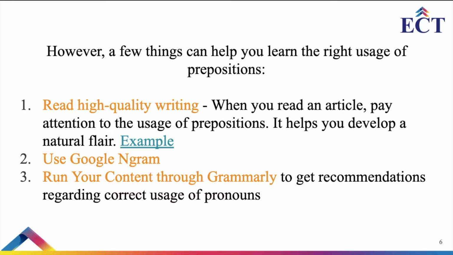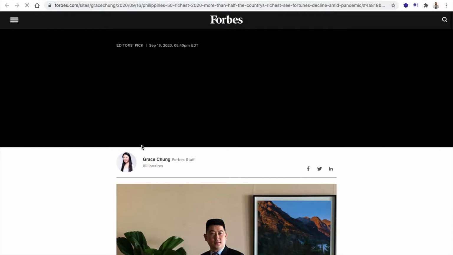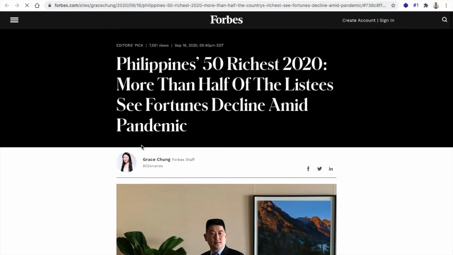The first one is to read high quality writing. When you read an article, pay attention to the uses of prepositions. It also helps you develop a natural flair. I've taken one example of Forbes. I do recommend that you read mostly American news magazines of your interest, and then pick up the prepositions that have been used in a particular article and see how they have been used. In this way, you will develop a natural flair, right?